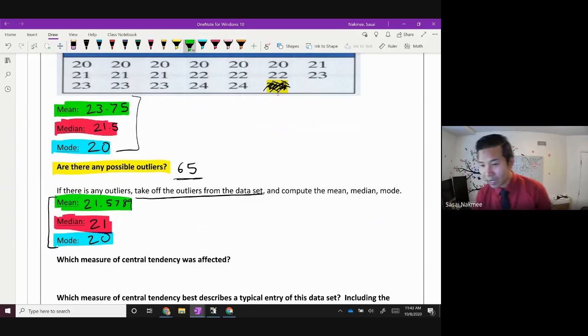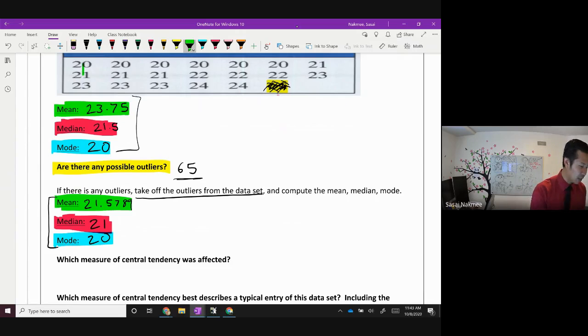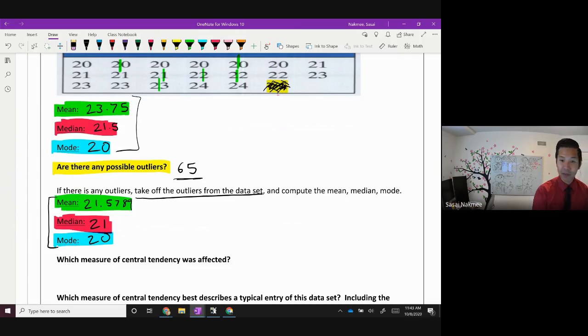Question, what did you divide with for the mean? I divided by 19, Lewis, because if you take out the 65 and you count it out, there are 1, 2, 3, 4, 5, 6, 7, 8, 9, 10, 11, 12, 13, 14, 15, 16, 17, 18, 19 ages. That's why I divided by 19 instead of 20, because I'm no longer including the 65.